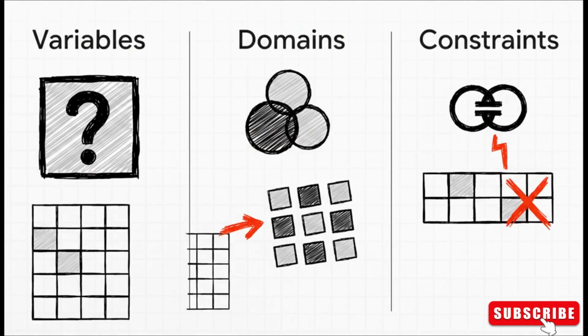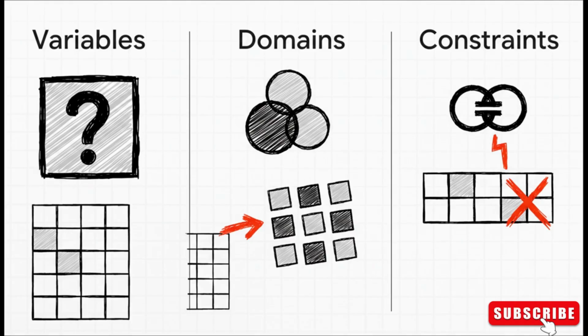So here's the cool part. No matter how complicated a CSP gets, it always breaks down into just three things. Think of it like a recipe. First, you've got your variables. These are the unknowns, right? The empty boxes in Sudoku, or maybe the university courses you need to schedule. Next, you have the domains. This is just the list of possible options for each variable. For Sudoku, that's easy, the numbers 1 through 9. For course scheduling, it might be all the available classrooms.